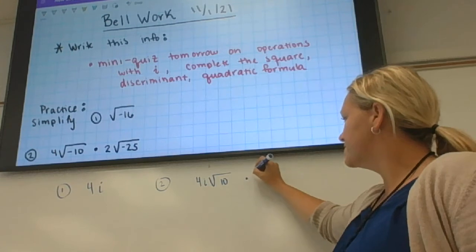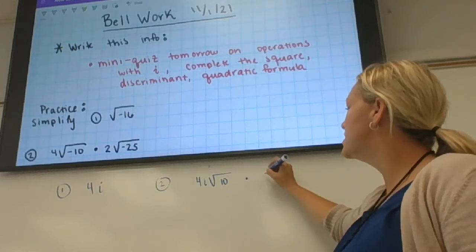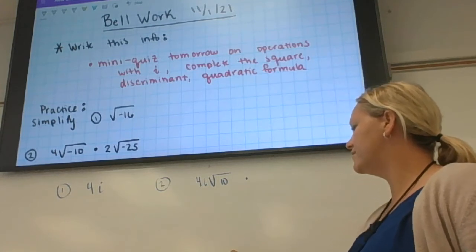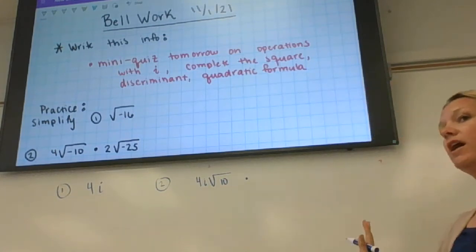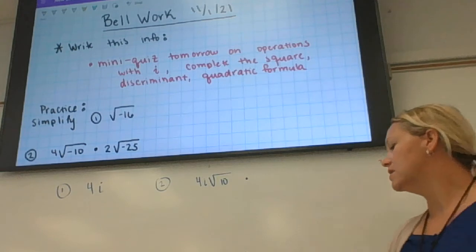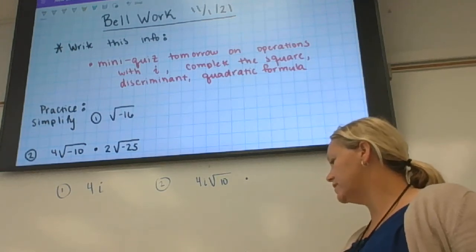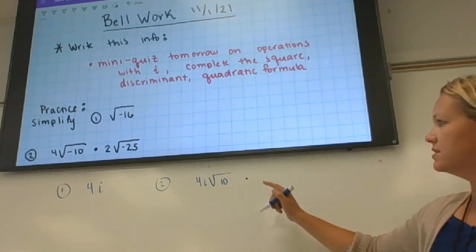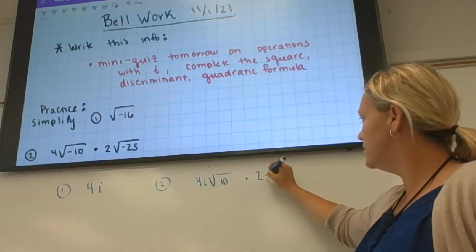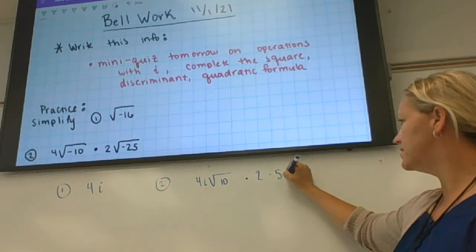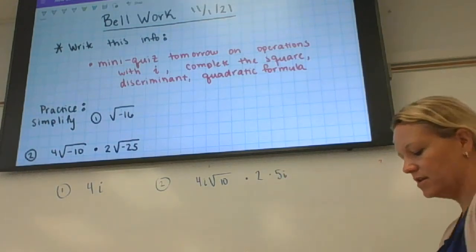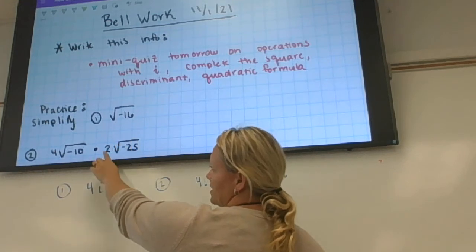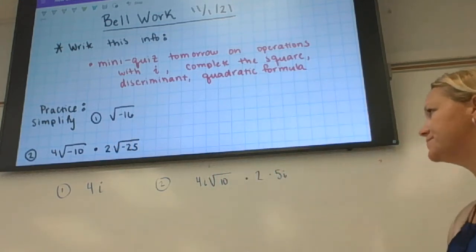And then the square root of 25 is just 5. No more radical. Radical gone. The square root of negative 25 is 5i. So this is going to become 2 times 5i. There's like an invisible multiplication sign here. Whatever happens to this gets multiplied to that 2 in front.